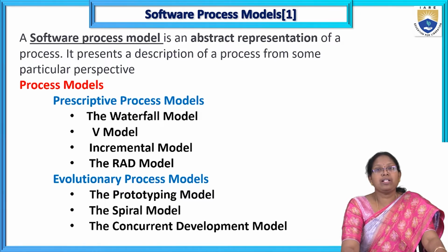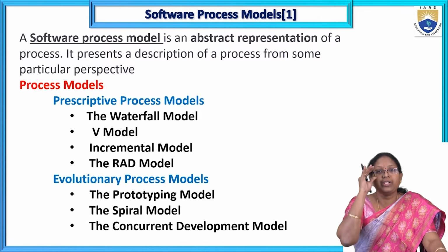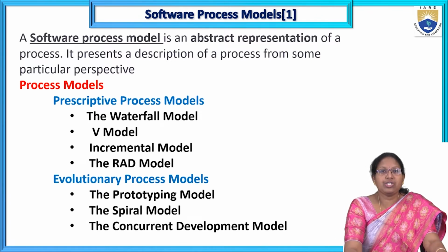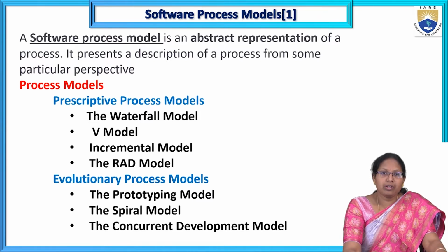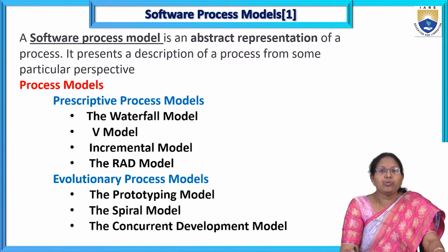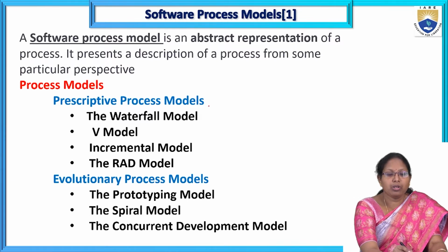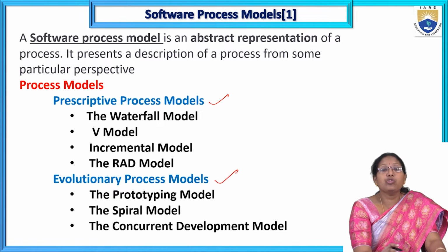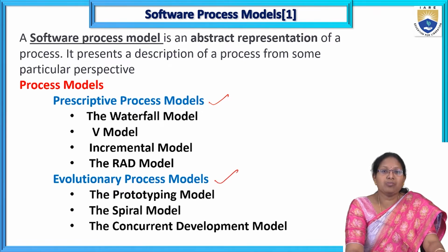The software process model is an abstract representation of a process. That means every process contains the generic activities, and some specific activities are also involved in the different process models. Here the process models are of two kinds: prescriptive process models, and the second one is evolutionary process models.